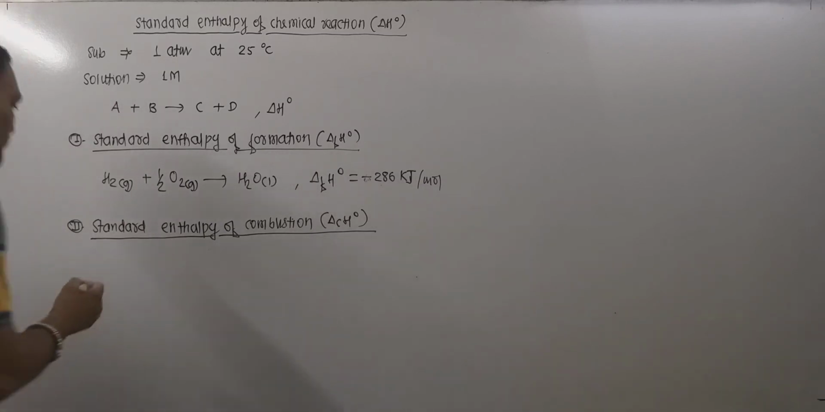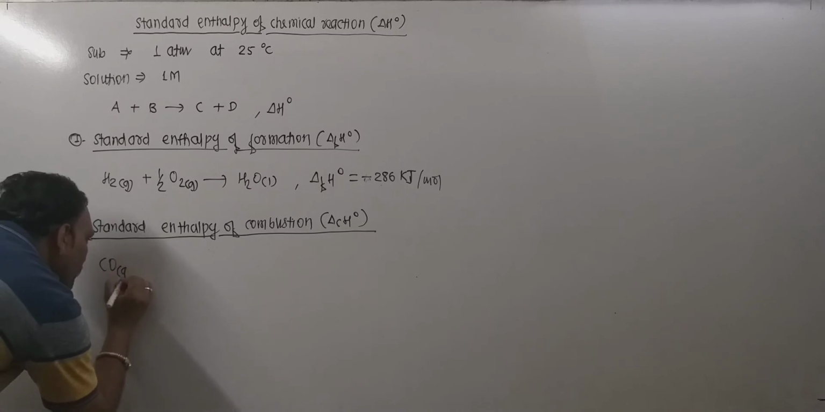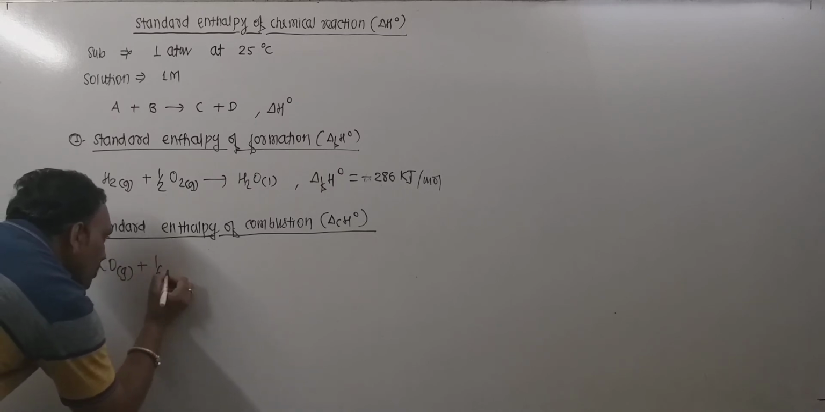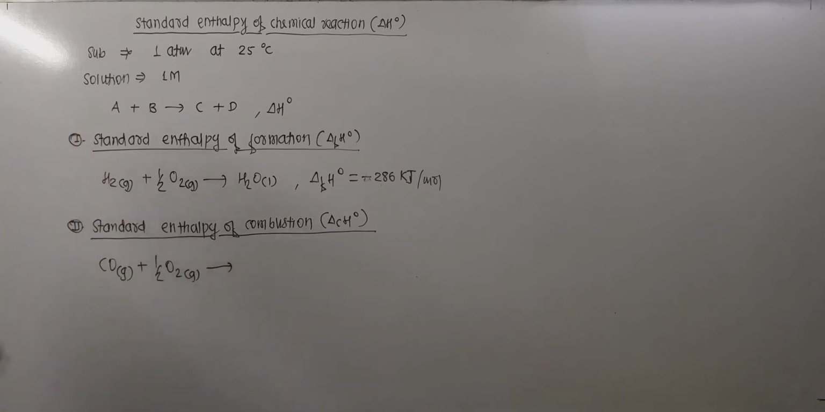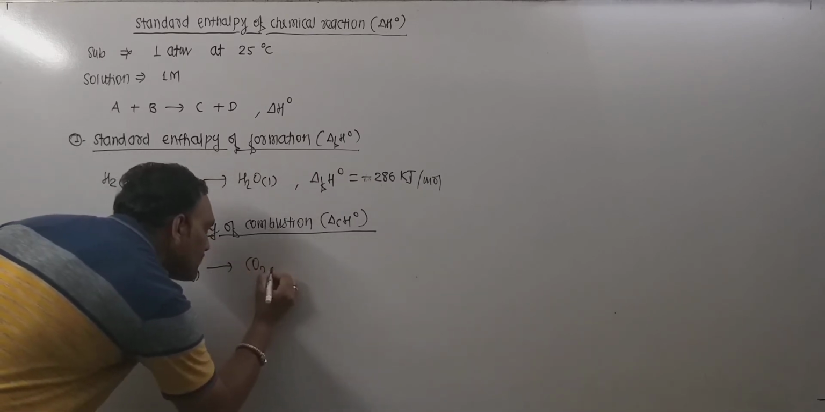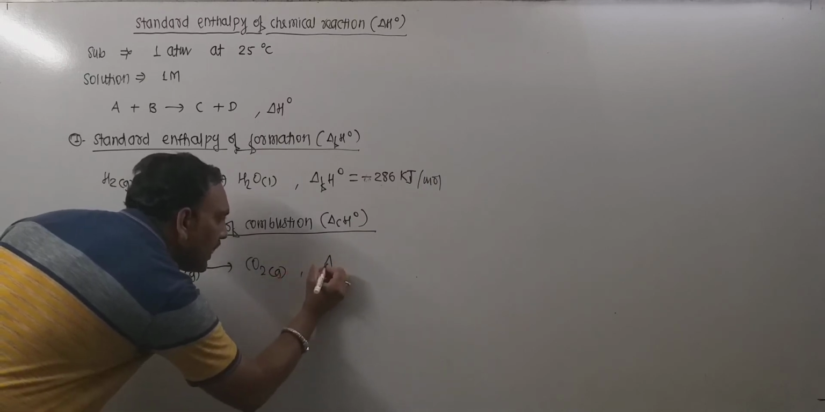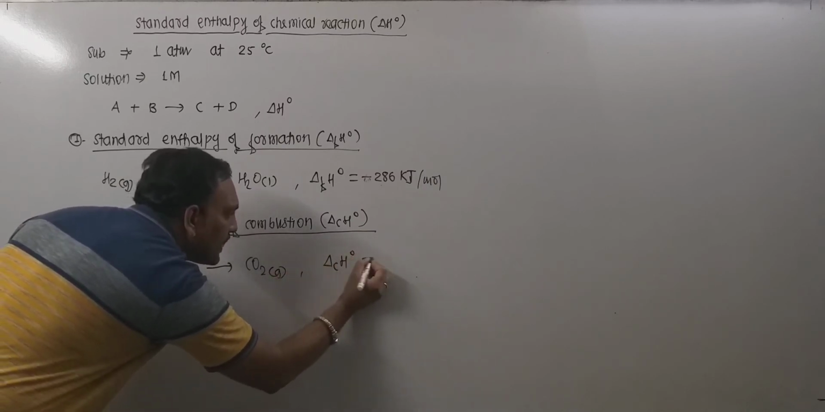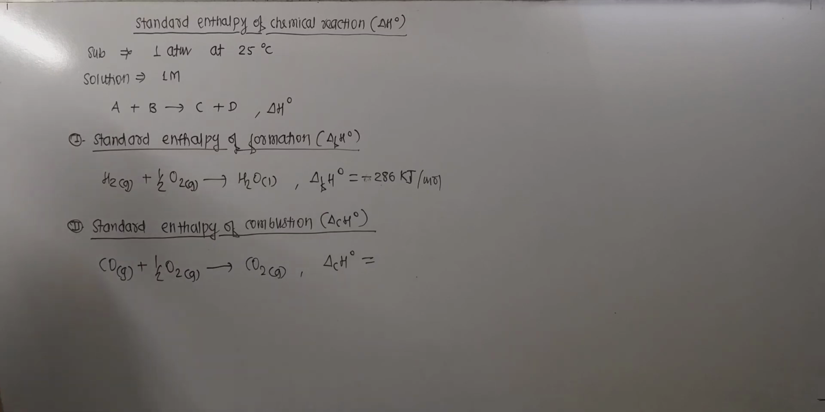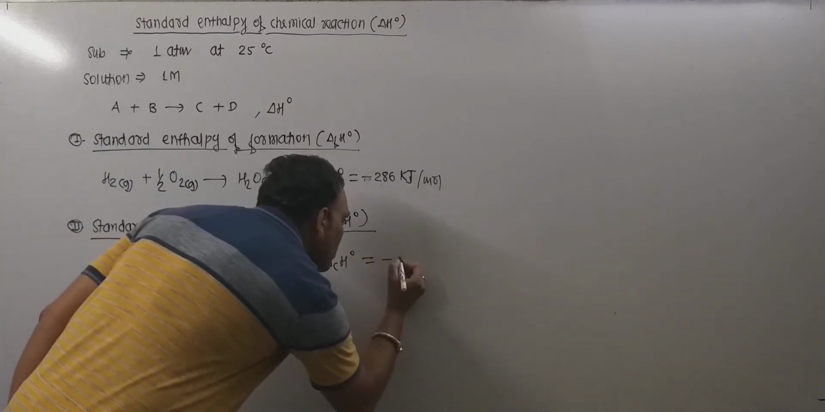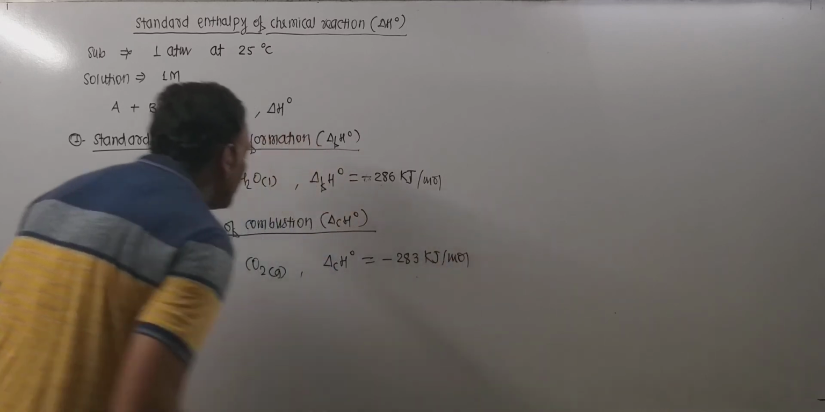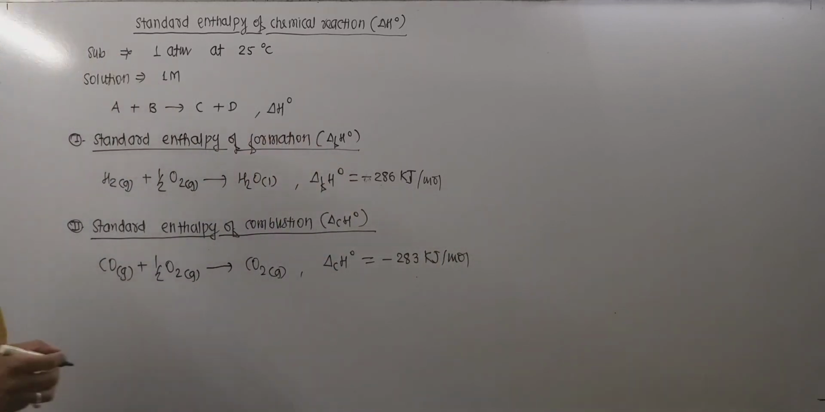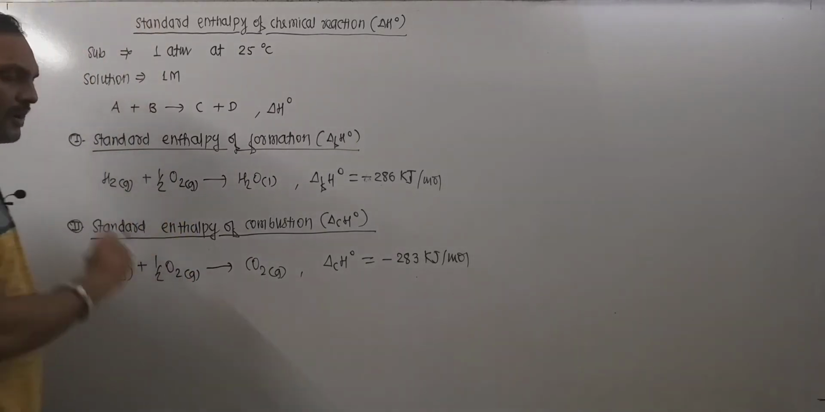Now consider, for example, combustion of CO gas. CO gas when burnt in oxygen leads to the formation of CO2 gas, and the enthalpy of this reaction is found to be minus 283 kilojoule per mole. Thus minus 283 kilojoule per mole is the enthalpy of combustion of CO gas.